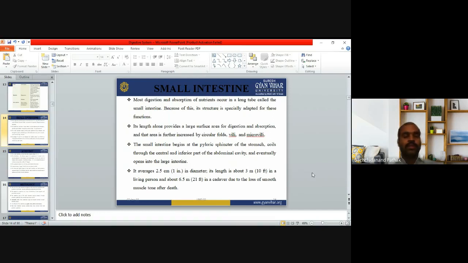The small intestine begins at the pyloric sphincter of the stomach, coils through the central and inferior parts of the abdominal cavity, and eventually opens into the large intestine. You will see there is a duodenum, jejunum, and ileum, then it goes to the large intestine. It averages about 2.5 centimeters in diameter. Its length is about 3 meters in a living person and about 6.5 meters in a cadaver, due to the loss of smooth muscle tone after death.